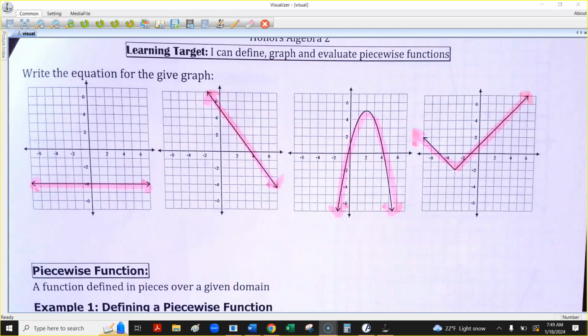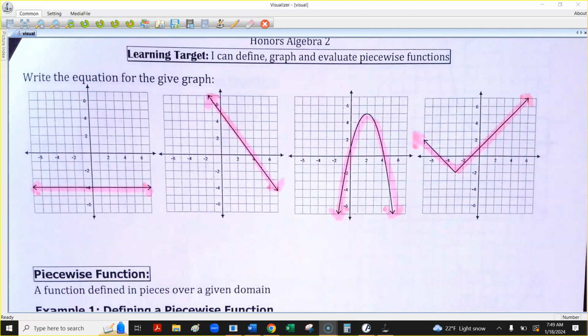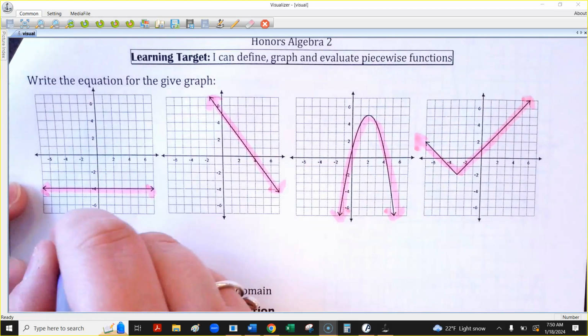These piecewise functions that we're going to work on. So can anybody just raise your hand and tell me, what would you write as the equation of that nice horizontal line that I have in the first picture? Like, what would the equation of that line be? What do you think? Yeah, just y equals -4.